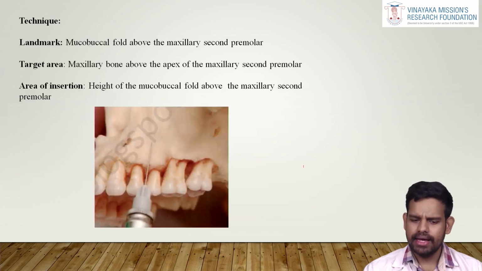The technique. Here the landmark is the mucobuccal fold above the maxillary second premolar. The target area here is the maxillary bone above the apex of the maxillary second premolar. Area of insertion of the needle is the height of the mucobuccal fold above the maxillary second premolar. So once you take the local anesthetic injection, inject it into the mucobuccal fold, which is here, and direct it upwards into the height of the mucobuccal fold. There we will insert the needle and administer the local anesthetic solution. This local anesthetic solution will anesthetize the middle superior alveolar nerve.